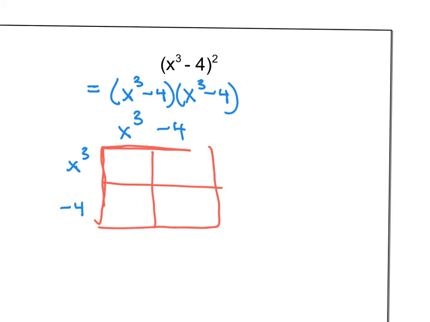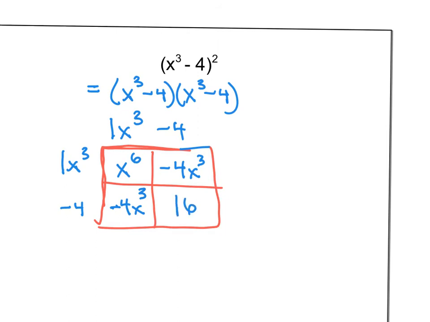X cubed times x cubed, you multiply those coefficients. 1 times 1 is 1. You add the exponents. 3 plus 3 is 6. Now if I do this upper right hand corner, negative 4 times 1x cubed is negative 4x cubed. If I do this bottom left hand corner, I'm doing negative 4 times 1x cubed again. So you get a negative 4x cubed. And then the bottom right cell, negative 4 times negative 4 is a positive 16.